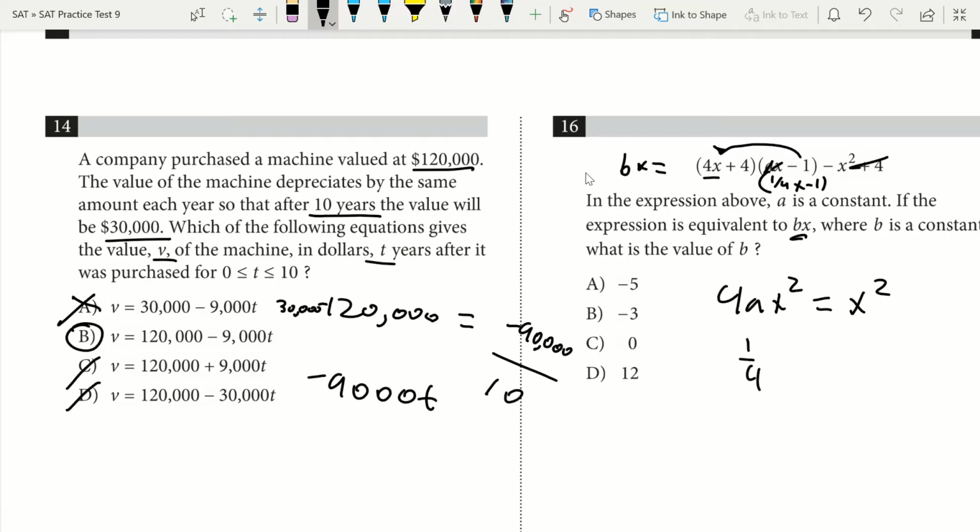So I have minus 4x plus x, and that's going to give me negative 3x. Now that negative 3x has to equal bx, therefore I know that b will equal negative 3. So my answer is going to be B.